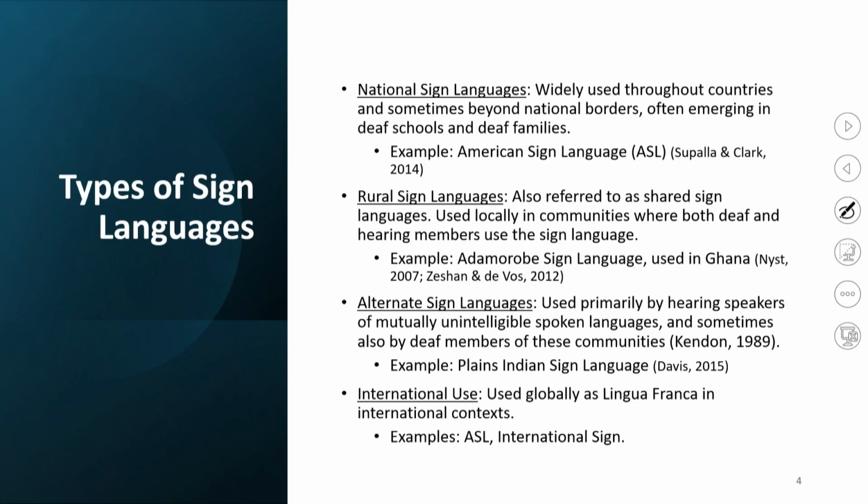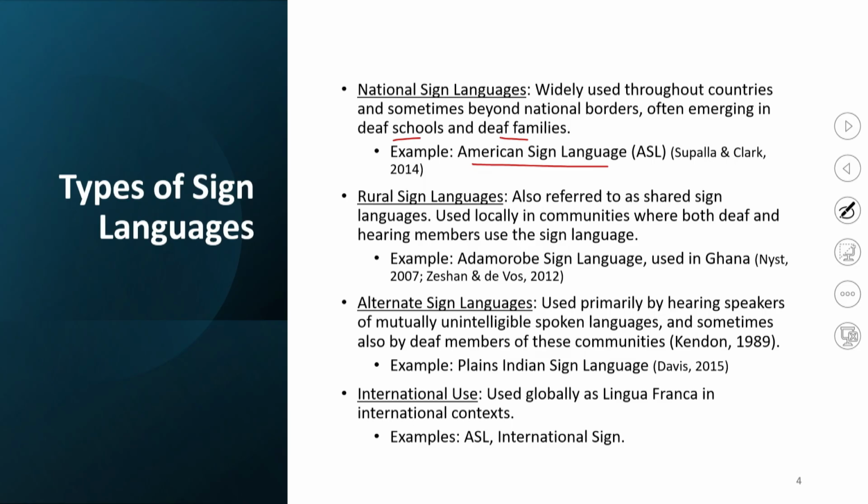So, we have national sign languages. Those are sign languages that are used widely in countries, sometimes beyond national borders, often emerging in deaf schools and deaf families. So, for example, American Sign Language is one of them. American Sign Language is widely used across the US as well as outside of it. So, this is an example of national sign language.